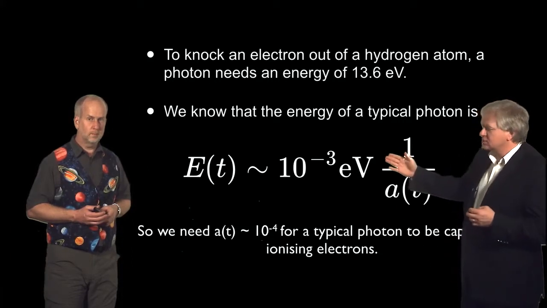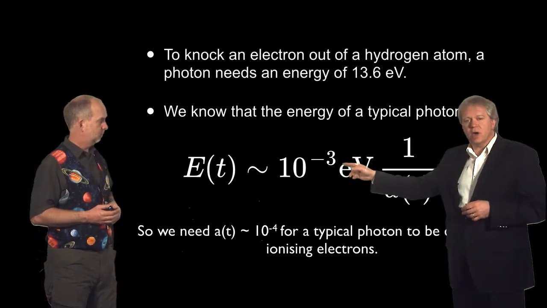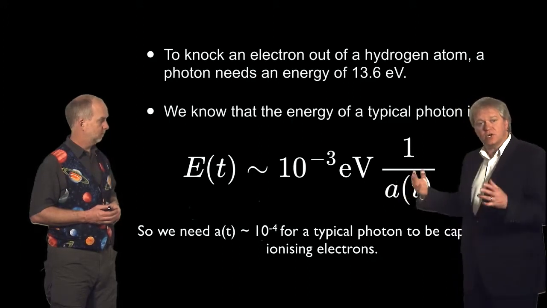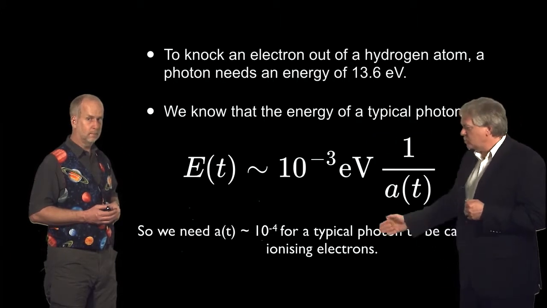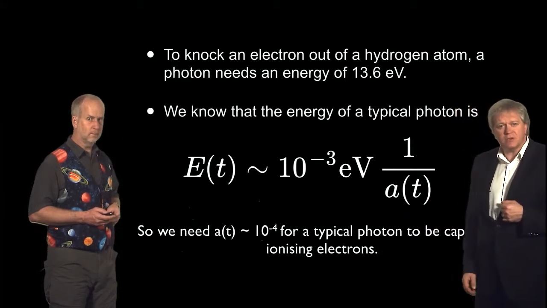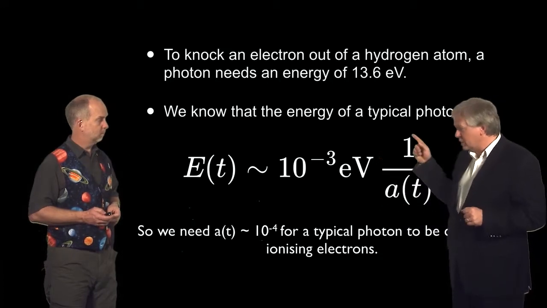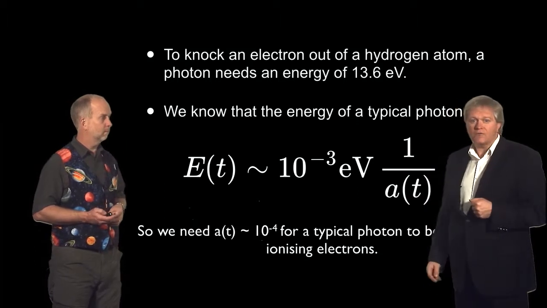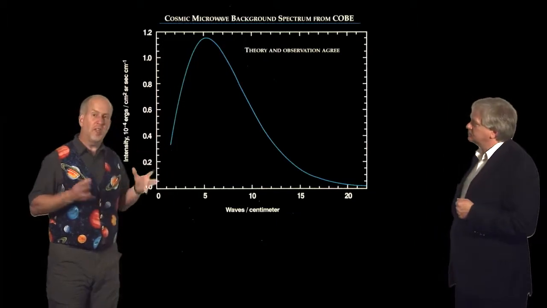Now, Paul showed us that the average energy of a typical photon in the universe is 10^-3 electron volts divided by the scale factor compared to the current scale factor. So if we want to get up to 13.6 eV, we really need to have the scale factor be about 10,000 times smaller than it is today. And in that case, a typical photon will be able to, when it strikes a hydrogen atom with an electron, knock that electron off its proton. That's giving us the glowing fog. And in fact, you don't need a universe 10,000 times smaller.